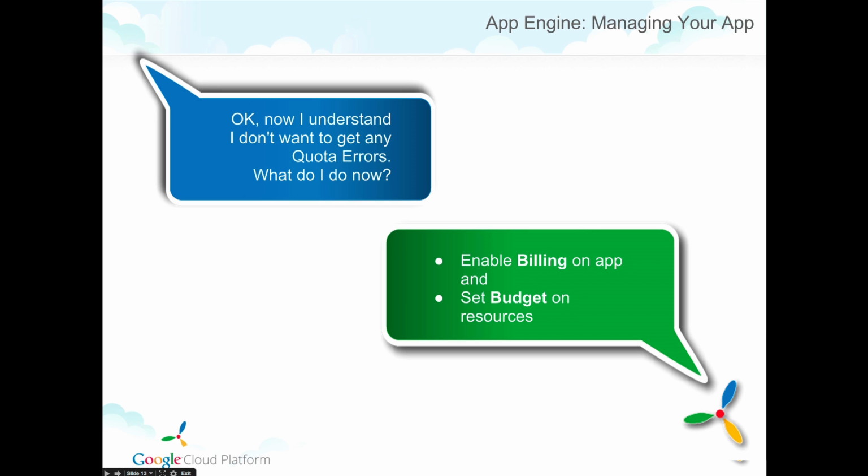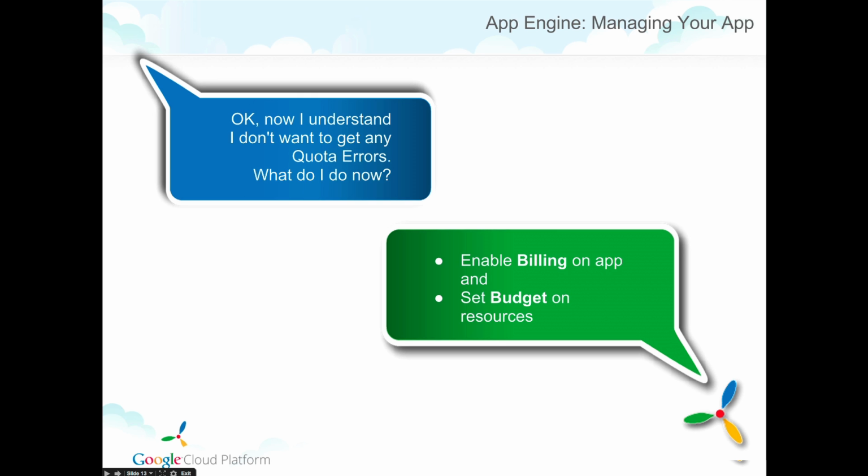So you've hit quota errors. Like I talked about earlier, if you haven't enabled billing, you're going to have lower quotas. So the first thing you want to do is enable billing. Then you can set a budget on the different resources. Something to consider, though, is you don't have the ability to set maximum charges on your application. If you have a new developer on your team that launches a task queue with an endless loop that spins up a lot of instances, for example, you're going to pay for that, and there's no way to stop that.